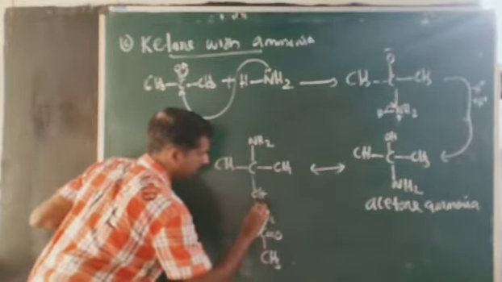Similarly, if you take ketone, what is the difference between aldehyde and ketone? Here R will come, RCOR, ketone. Then you will get ketoxime. That's the only difference. You are getting a very simple reaction. If you take acetone, CH3, CO, instead of H, CH3 will come, and here also CH3.